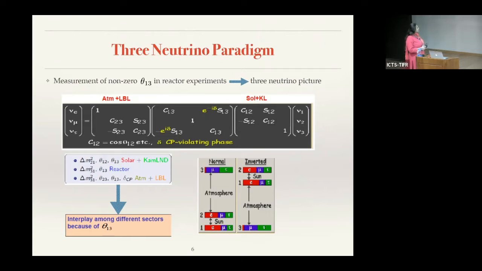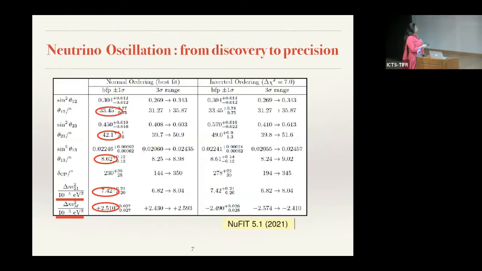So the 3 neutrino paradigm is well established from all these experiments. This 1-2 sector is governed by the solar plus KamLAND data, and the 1-3 mixing angle has come from reactor experiments, and the delta m squared 3-1 and the mixing angle θ2-3 are primarily coming from the atmospheric and long baseline experiments. And because θ1-3 is non-zero, you can see that there is interplay among different sectors, and the 3 neutrino states can be arranged in 2 ways, where the third state can be higher than the first 1 and 2, or it can be lower, giving us the normal and inverted mass ordering.